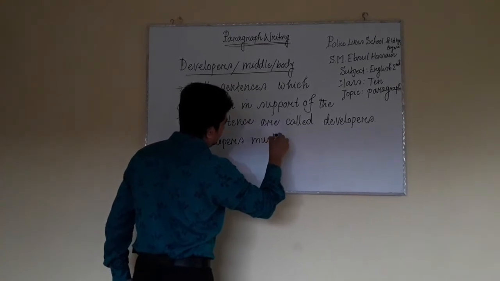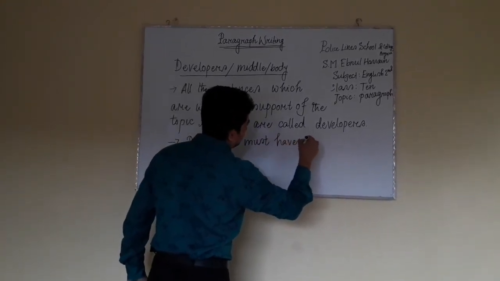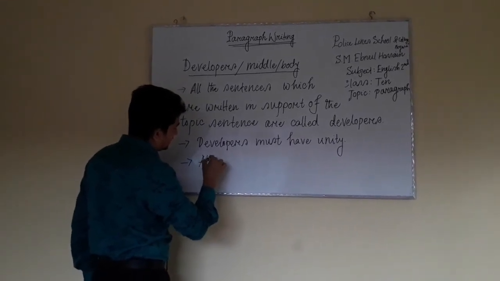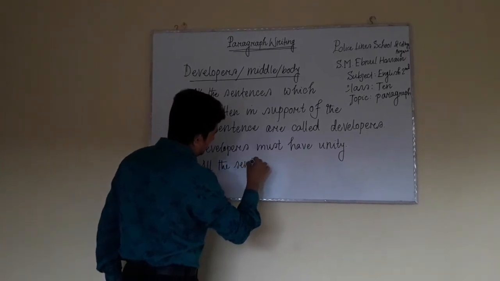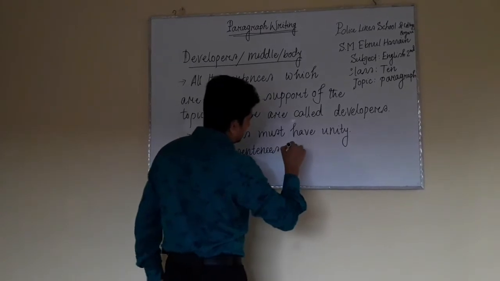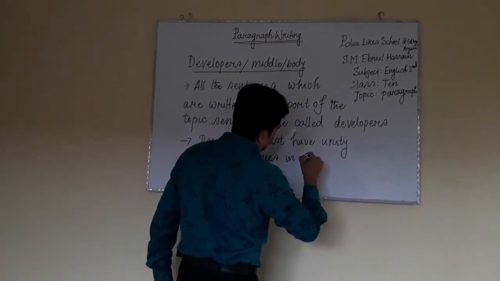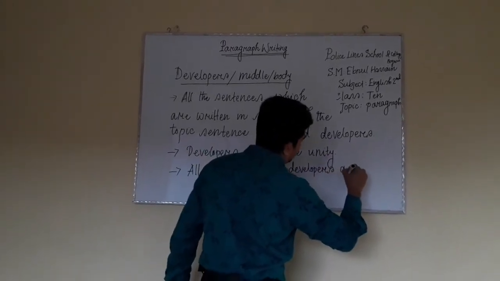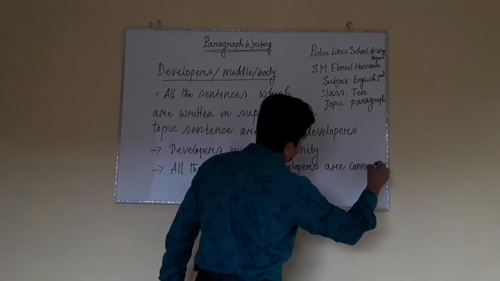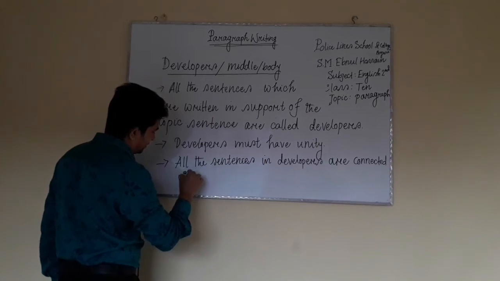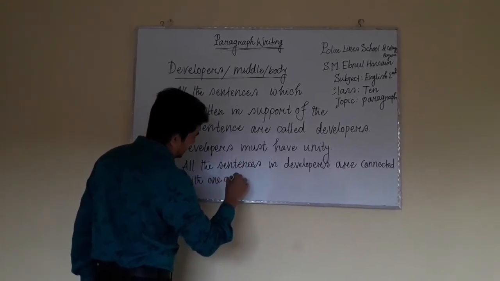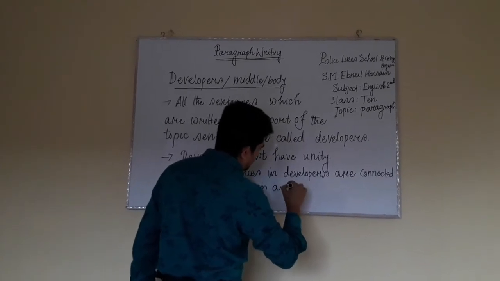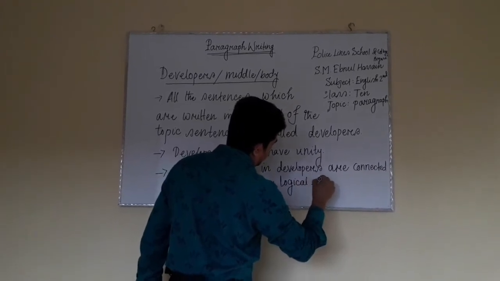Developers must have unity. That means all the sentences in the developers are connected with one another in a logical sequence.